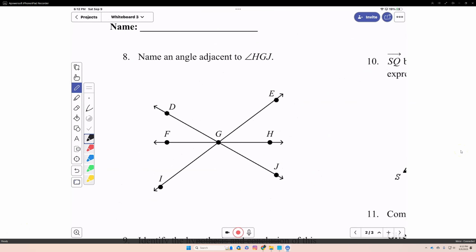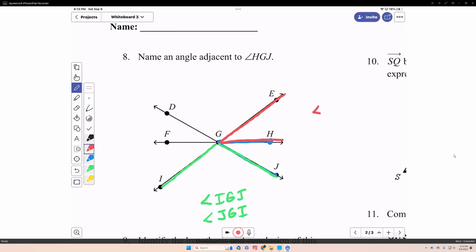Number 8, name an angle that is adjacent to angle HGJ. So here's the angle. And so the angle that is adjacent will either be angle IGJ, because they share a common ray. You can also name it as JGI. Another angle that shares the same side, I would say is angle EGH.